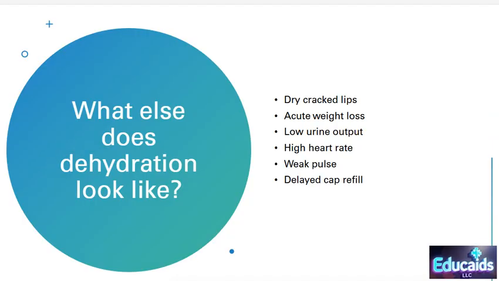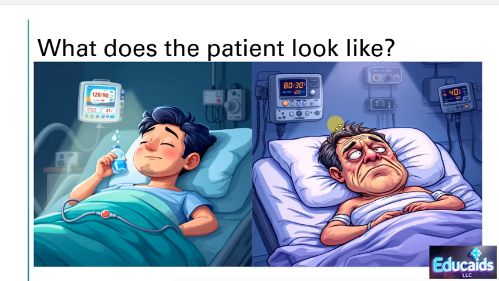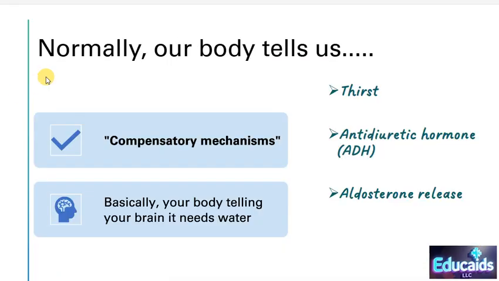What else does dehydration look like? So they've got dry, cracked lips, acute weight loss from all the fluid volume loss, low urinary output, a high heart rate, weak pulse. Your weak pulse and your delayed capillary refill, that comes from having low blood volume. If you don't have enough fluid on board, then you don't have enough blood volume. And if you don't have enough blood volume, you're going to have poor capillary refill and poor pulses. So normally, our body tells us when we are low on fluid and we need to get more fluid.